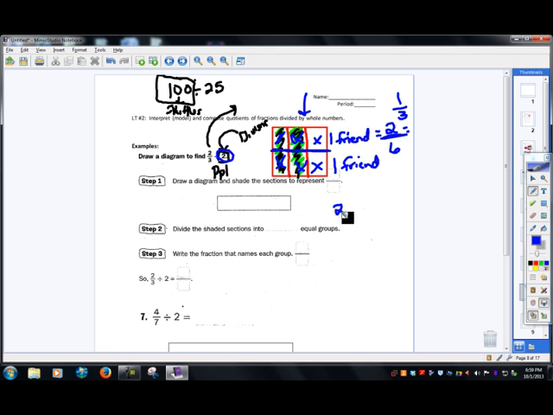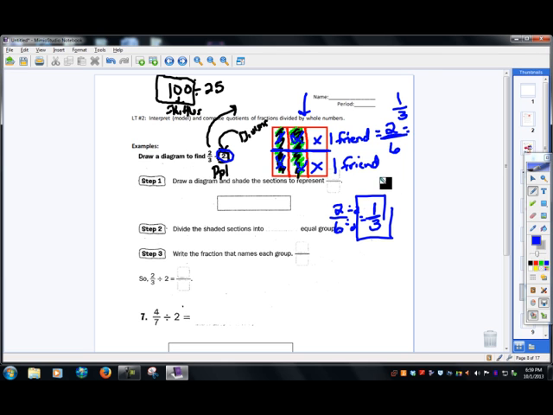Okay? If you don't remember how to simplify, I'll show you real quick. You want to find a common factor. Because they're both even, they have a common 2. You're going to divide the top by 2. You're going to divide the bottom by 2 and make equivalent fractions. 2 divided by 2 is 1. 6 divided by 2 is 3. That means that each friend got 1/3 of the cake.